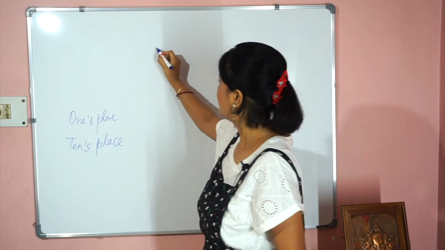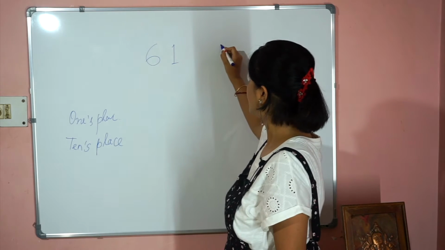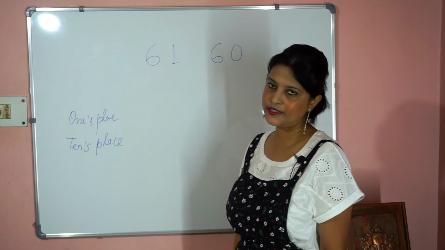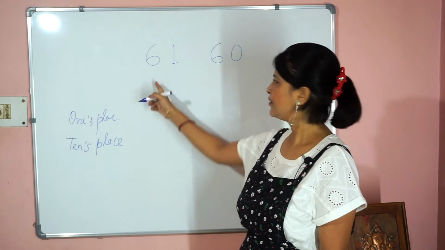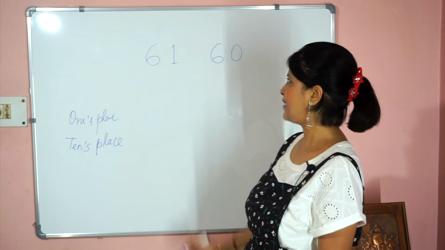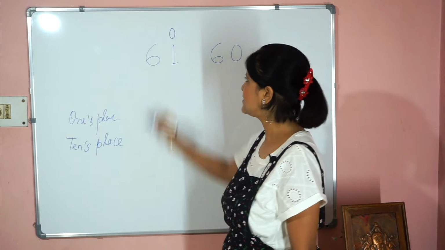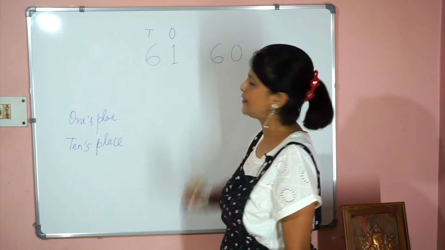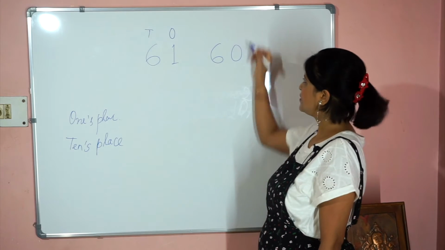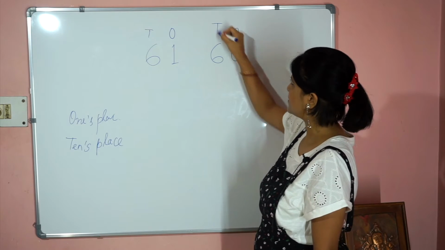Now let us consider the case where the tens place digits are the same. So here I am writing, suppose, 61 and 60. Which is the greater of the two numbers now? First of all, let us mark their position. This is 1 in the ones place, 6 in the tens place, right? For the number 60, 0 is in ones place and 6 is in tens place.